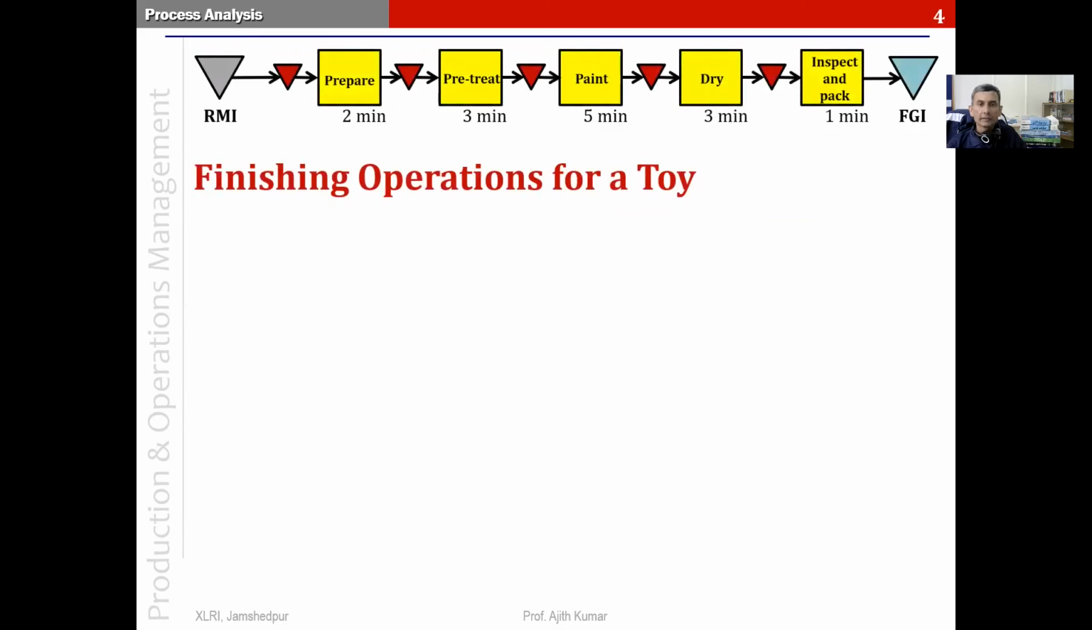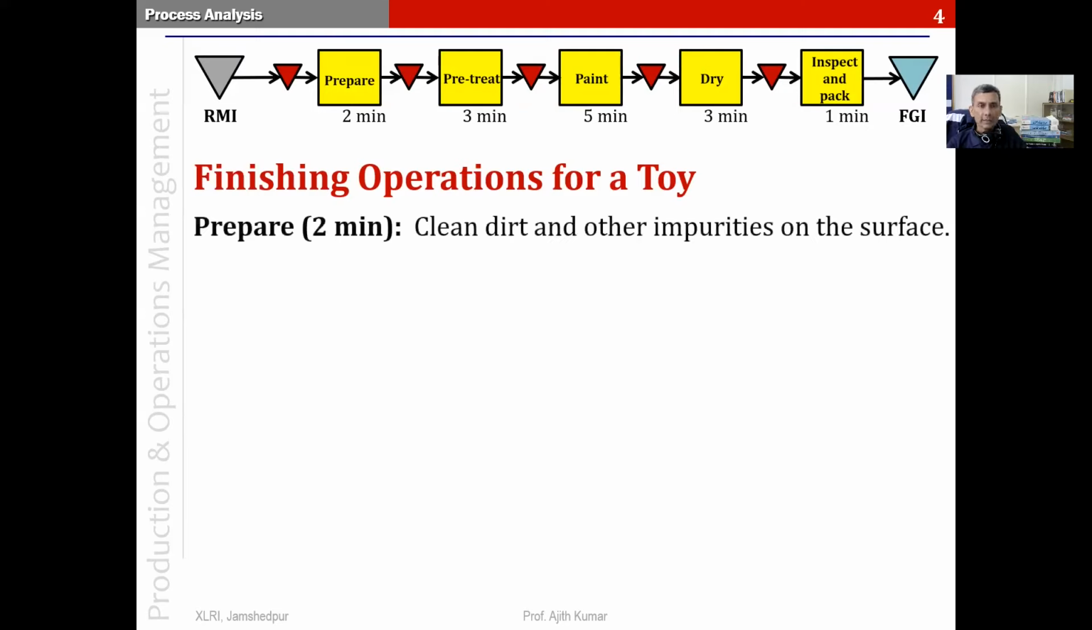Now let's take a simple example to understand how a line flow process works. So here we have the finishing operations for a toy taking place over 5 steps. The 5 steps are: first, the prepare step, in which dirt is cleaned from the toy and its surface is made free from impurities. This takes about 2 minutes per unit.